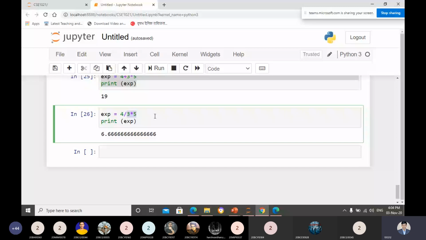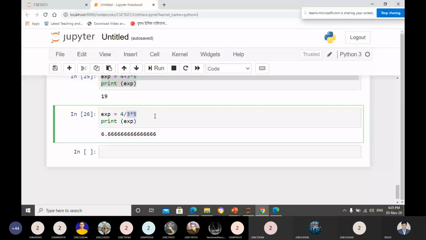Suppose I am going through 4 divided by 3 into 5. If I am reading from the left hand side, my answer will be 4 divided by 3 first, so 1.6 something, and multiplied by 5. So the answer will be something like 5 into something. If I'm reading this from the right hand side, then 4 divided by 3 into 5, so 4 divided by 15. So the answer will be something like 0 point something. Now tell me from which side the expression will be evaluated. That is the necessary part, and that part enters into associativity.